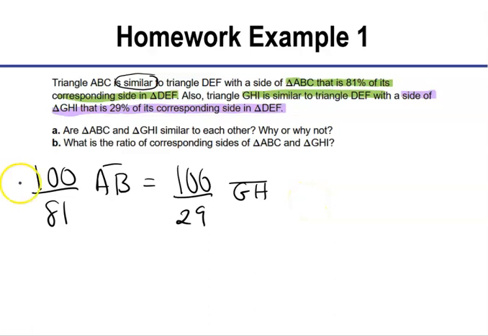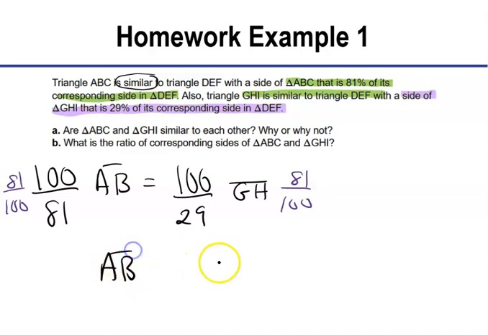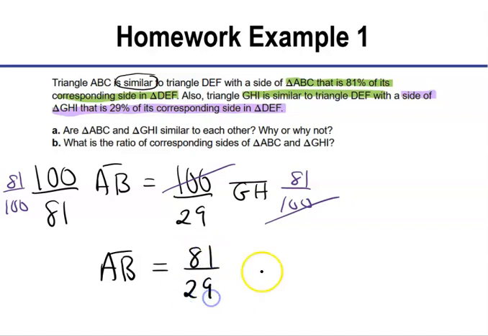So how am I going to do that? I'm going to multiply this side by 81 over 100 and this side also by 81 over 100. So that's going to give me line segment AB. And notice if I ignore the GH for a minute, I can cancel 100 and 100 here. So I get 81 over 29 times GH. In other words, that is my scale factor. Any side of AB, if I multiply it by 81 over 29, I get GH.